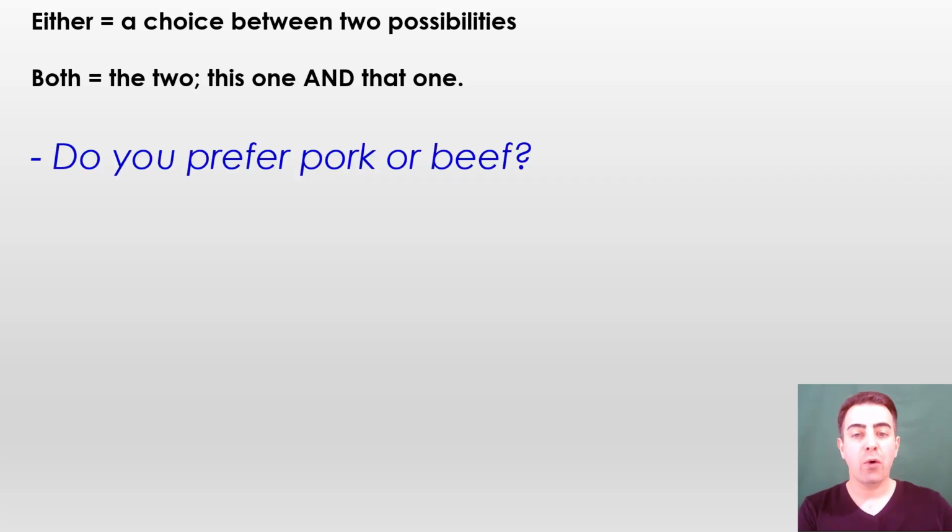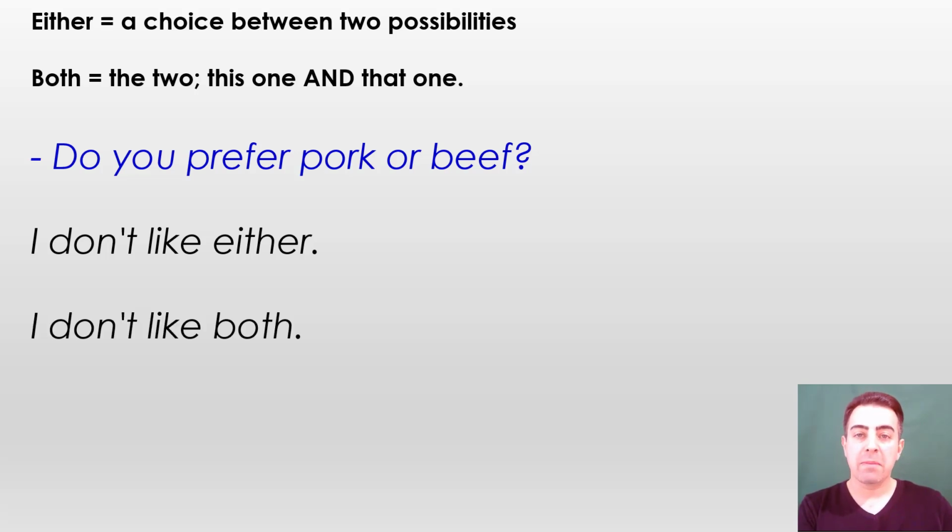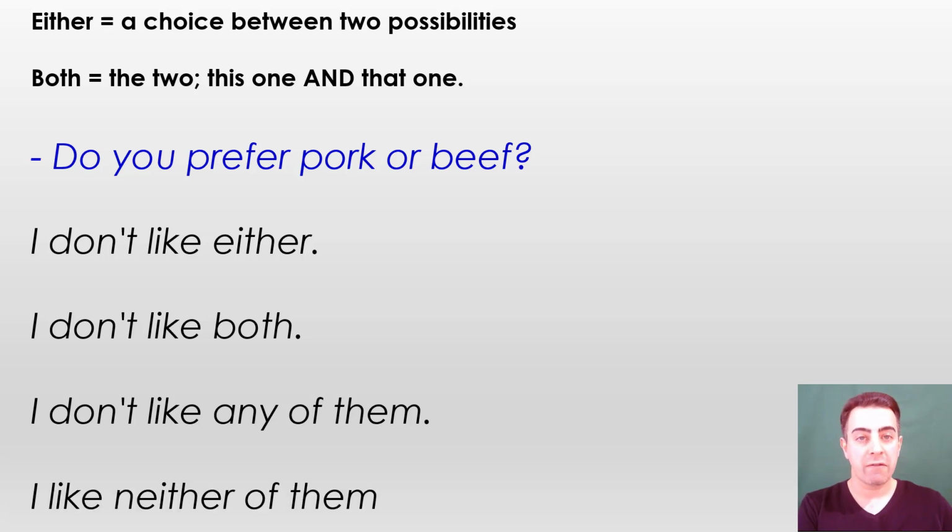Do you prefer pork or beef? I don't like either. And by the way, British pronunciation: either and neither. I don't like both. I don't like any of them. I don't like neither of them. Alright, the first one, I don't like either, is right. But what about the second one? I don't like both of them, or I don't like both. It's wrong, because we don't use both in a negative sentence.